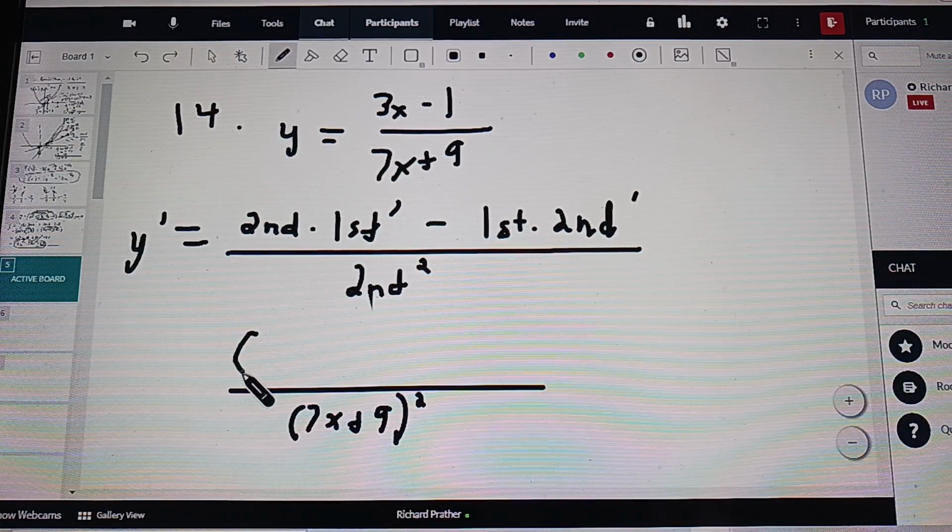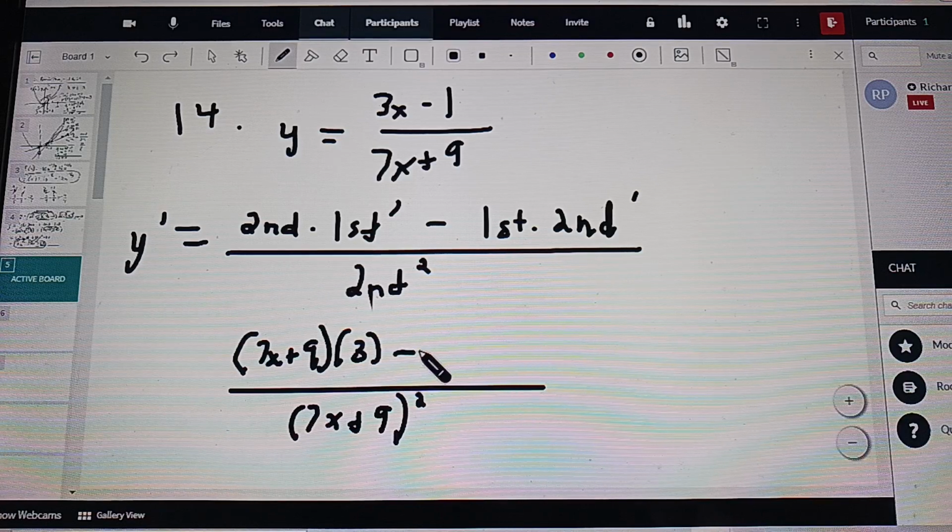Okay, so second is 7x plus 9. The derivative of the first is easy because it's a linear piece, so you just do the derivative, which would be 3. Now I'm going to rewrite the first function exactly as it is.